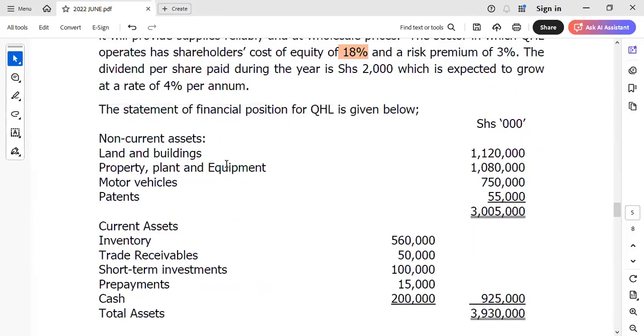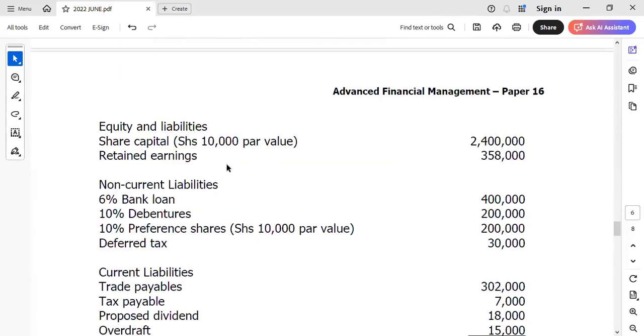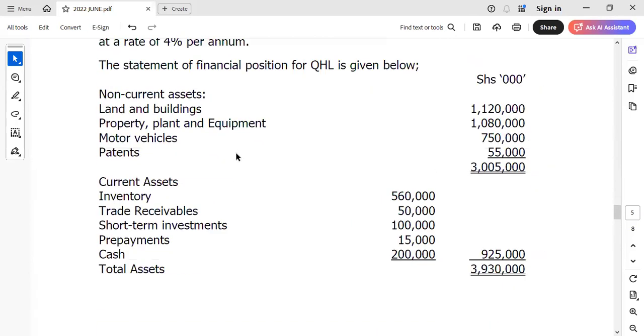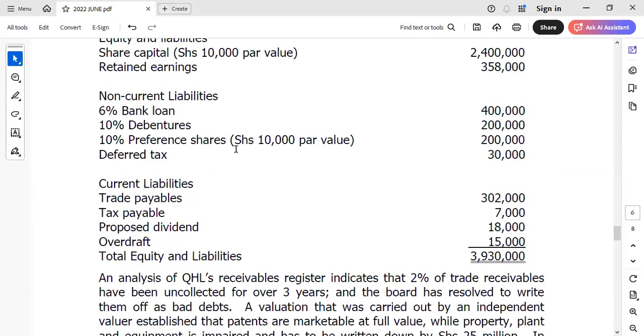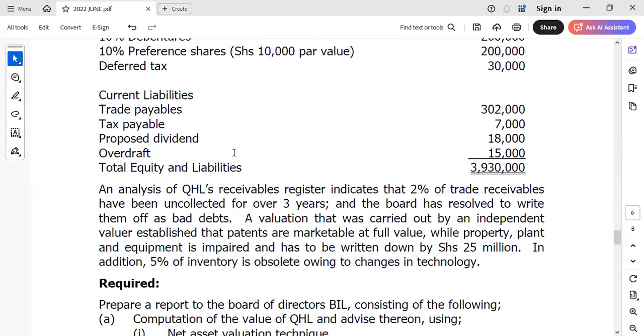Okay, we have a balance sheet. Why are you given this balance sheet? Of course, it's the balance sheet of the company you're going to acquire. So you will use this balance sheet to get your total assets and total liabilities, so that you can be in a position to get net asset.